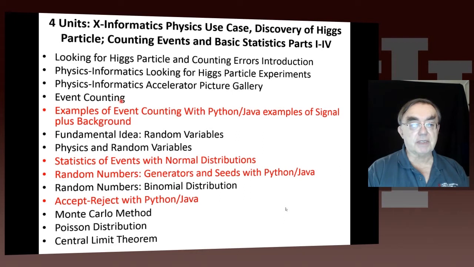We discuss event counting in detail, and we give some examples with Python and Java, especially Python, which is particularly good for these types of examples because of its nice graphics. And then that's for the signal and background. We look at those issues. Then we look at some fundamental analytics issues, random variables, and the use of random variables in physics. The statistics of events with so-called normal or Gaussian distributions. Then we look at random numbers and how you generate them and what their seeds are, and we do that with Python and Java. Then we look at a particularly important distribution, the binomial and Poisson distribution.